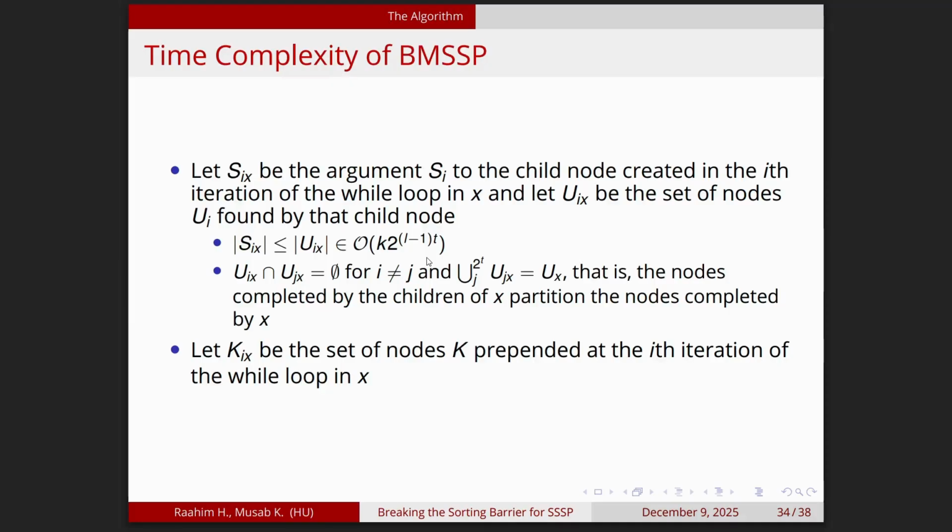This also implies that the sets of nodes completed at any level in the recursion tree partition the vertex set itself, which is to say if you added up the cardinalities of U_x for all x at the same level, it would sum up to n. Let K_i^x be the set of nodes that are prepended at the ith iteration of the while loop through the batch prepend call.